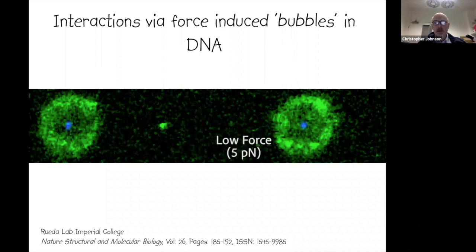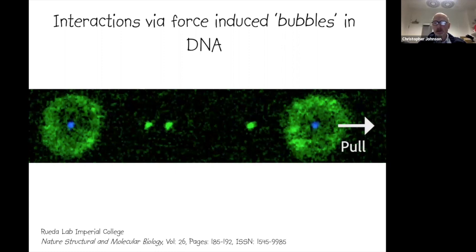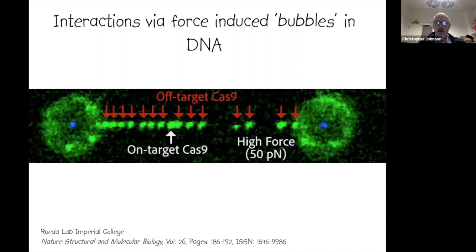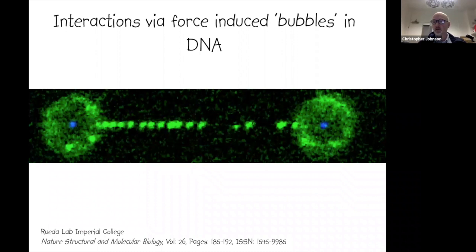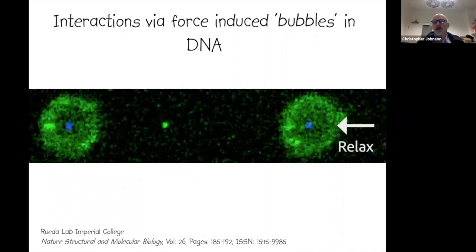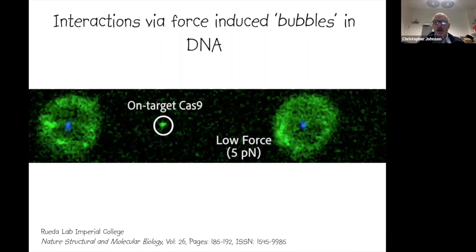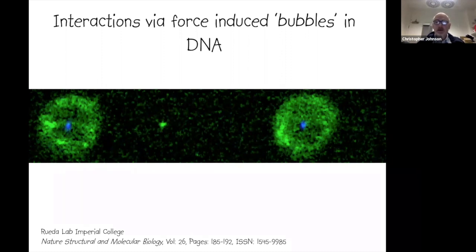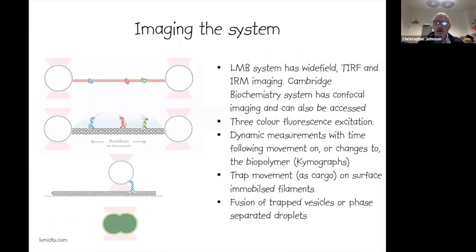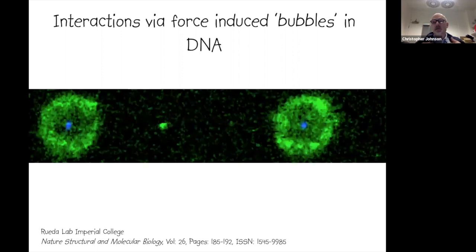So here's just an example of an experiment that's done by a friend of ours or a colleague in Imperial College. In this case, they're looking at Cas9, and here you can see they have DNA between the beads, and Cas9 binds in a particular on-target position within the DNA that they're holding between the beads. And at low force, what they see is only the binding to the on-target position. Whereas when they apply force, they see a lot of off-target Cas9 binding.